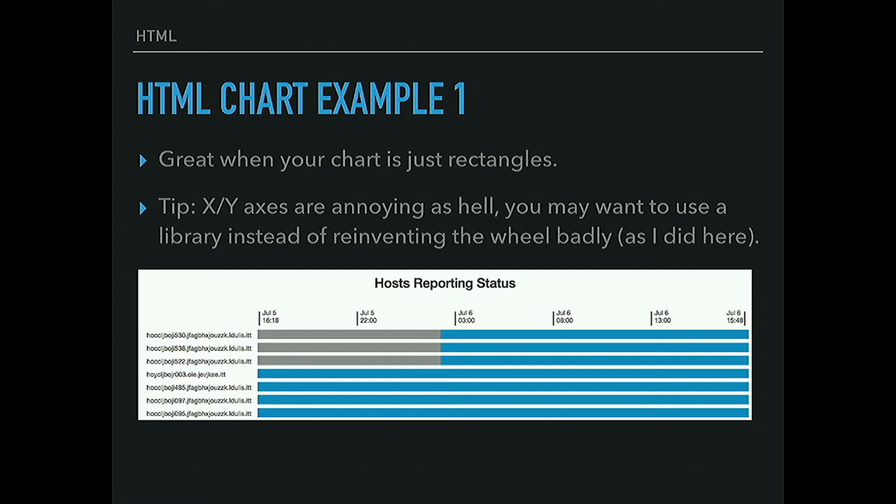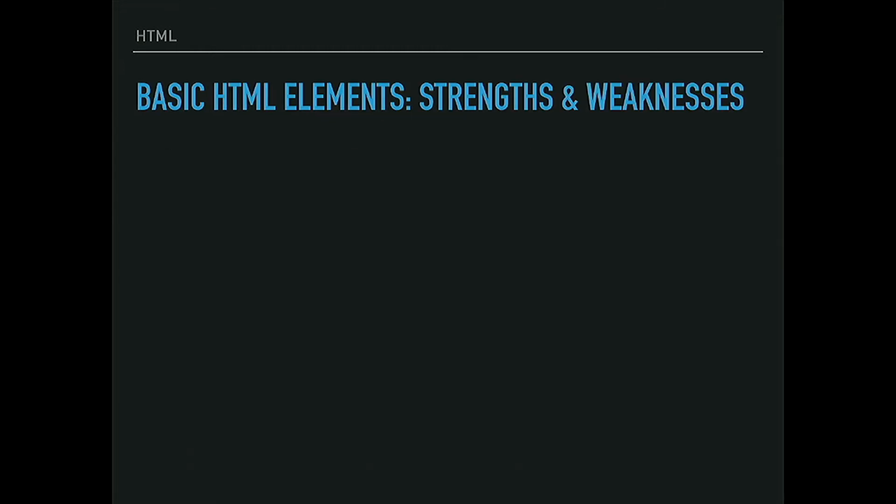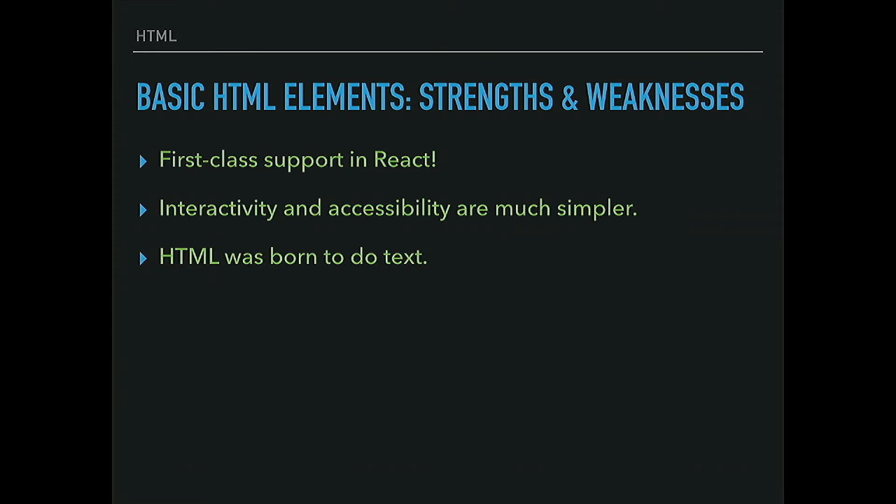So X, Y axes like that. They look really simple to do, but once you actually try to implement it, you find out there's a lot of gotchas, and sometimes it's worth bringing in a library just to do the axes for you. So the big strength of HTML is it's got first-class support in React. This is probably the thing that React works with the most users use it for. Interactivity and accessibility are a lot simpler with HTML because they're DOM elements. They're great at detecting mouse events on themselves. And accessibility simpler. A lot of accessibility tools are built to work best with HTML and its semanticness. And the text looks great because HTML was created to do text.